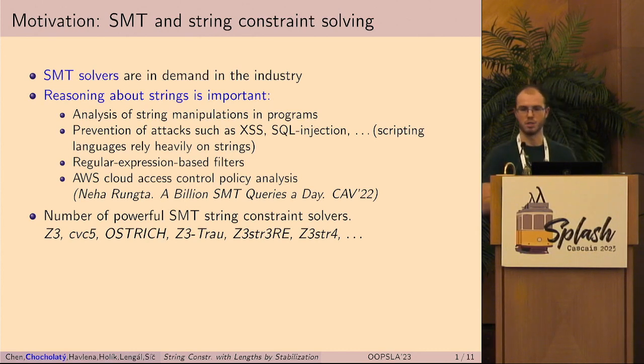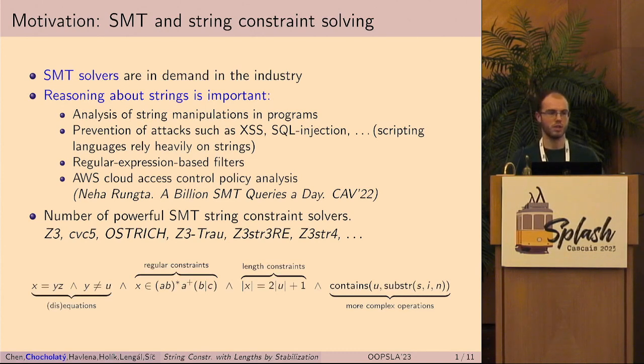As you can see, there is a wide range of string solvers, Z3, CVC5, or derivatives of these string solvers, such as Z3 Trau or Z3 string 3RE, or separate ones such as ostrich.